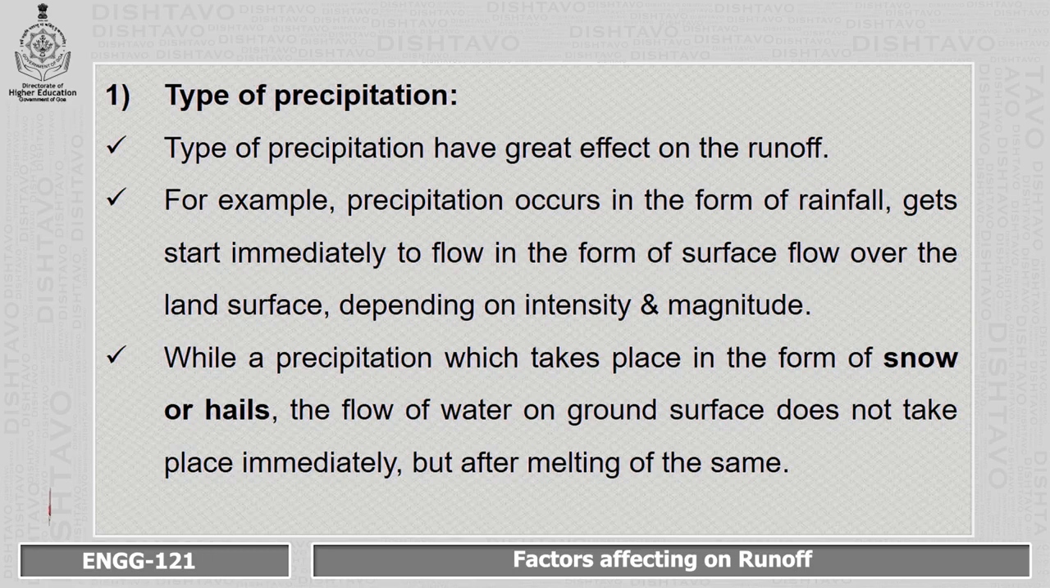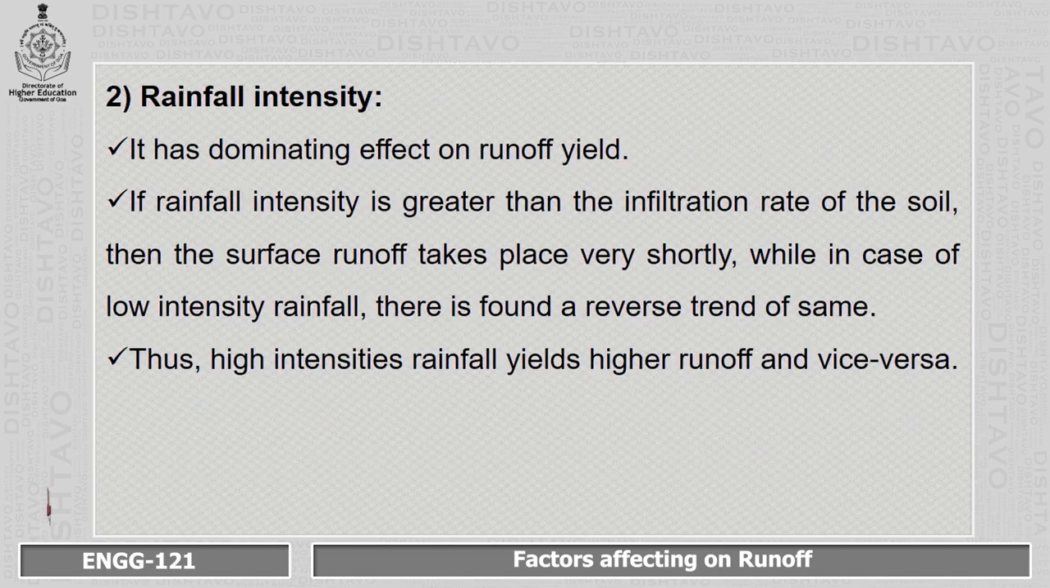For example, if precipitation occurs in the form of rainfall, water starts flowing immediately as surface runoff, but if we get snowfall, then runoff will not be generated immediately. Only after melting of that snow will the runoff be generated. The second factor is rainfall intensity. It has a dominating effect on runoff yield. What is meant by rainfall intensity? It is the amount of rainfall we get per unit time. If rainfall intensity is greater than the infiltration rate of the soil, then surface runoff takes place very shortly. In case of low rainfall intensity, it is the reverse trend. Thus, high intensity rainfall yields higher runoff and vice versa.